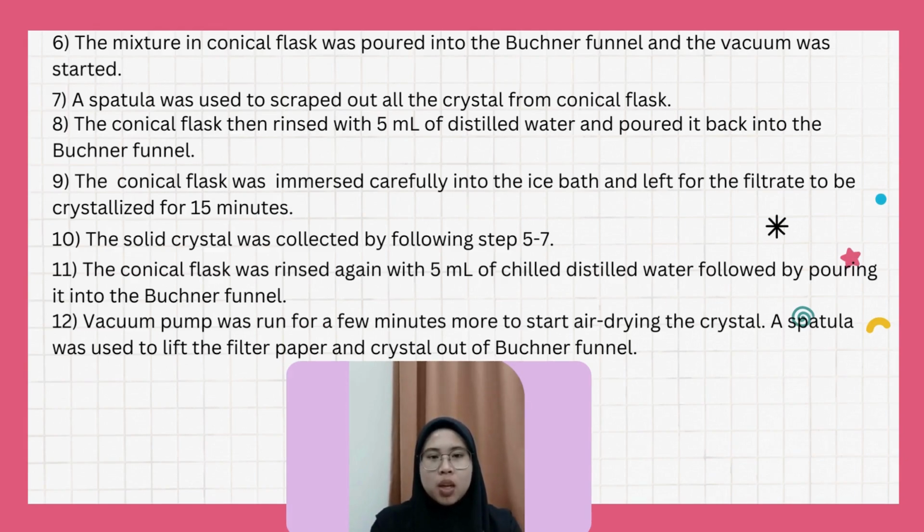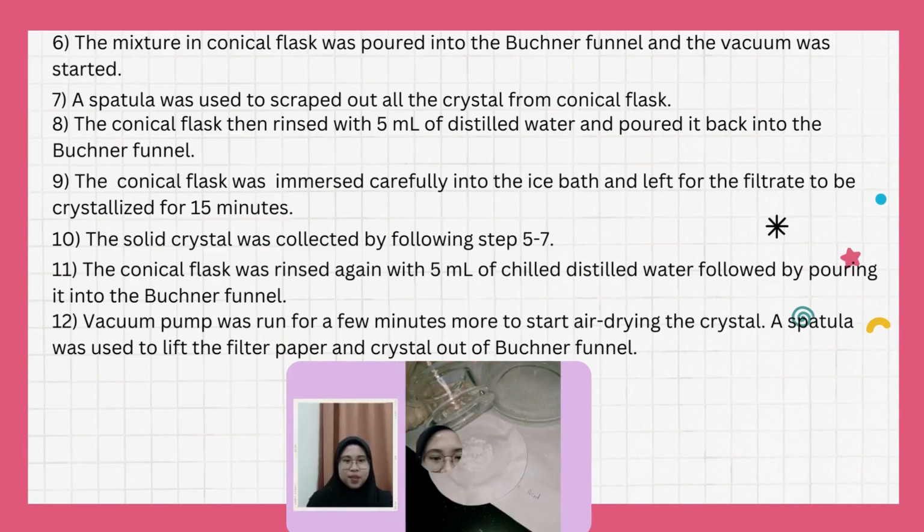minutes. The solid crystals were collected by following step 5 until 7. The conical flask was rinsed again with 5 ml of chilled distilled water, followed by pouring it into the Buchner funnel. The vacuum pump was run for a few minutes more to start air drying the crystals. A spatula was used to lift the filter paper and crystals out of the Buchner funnel.